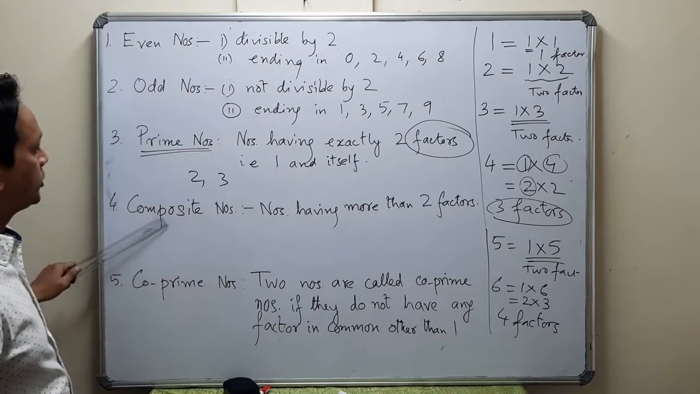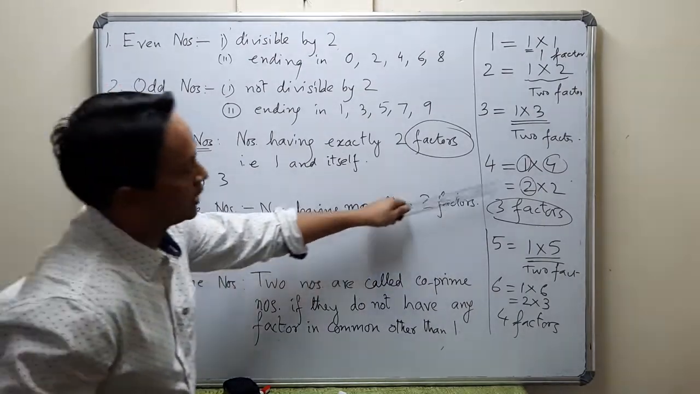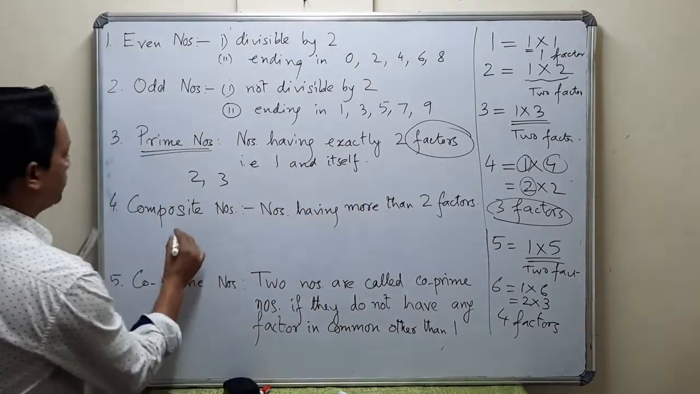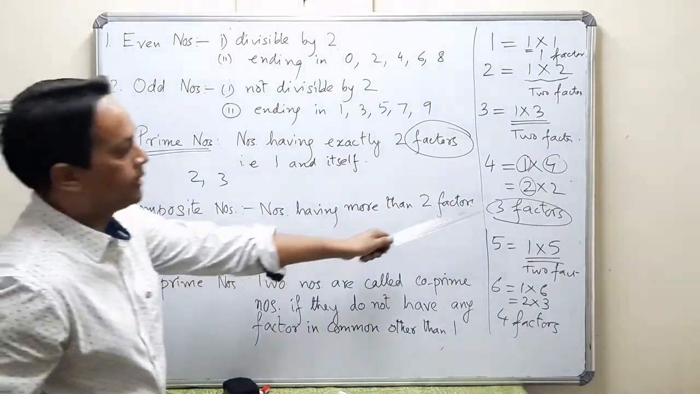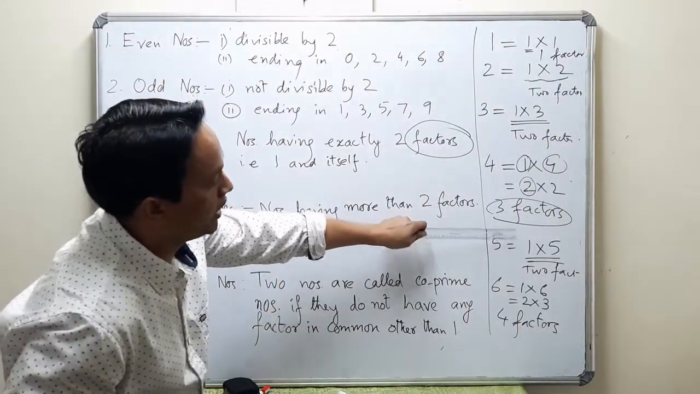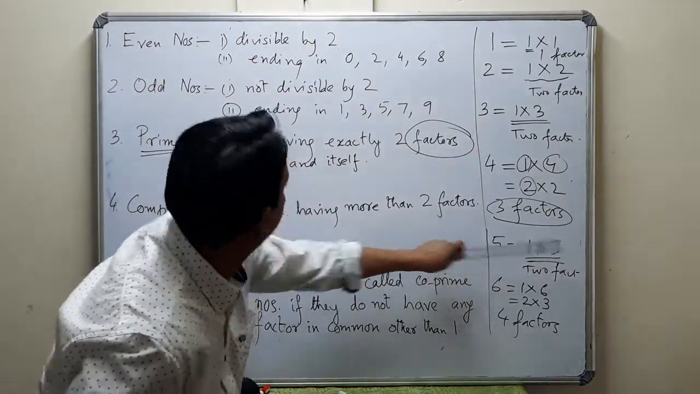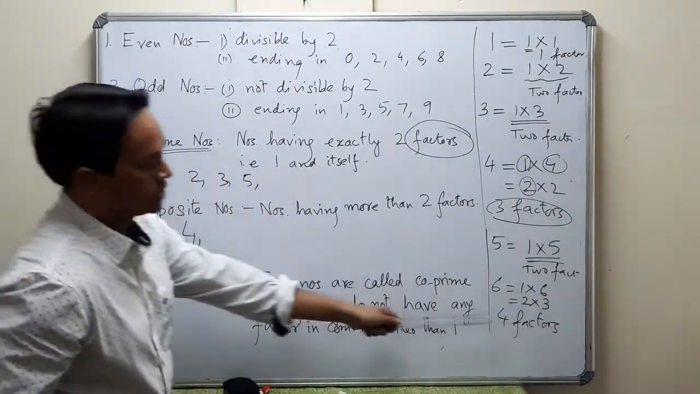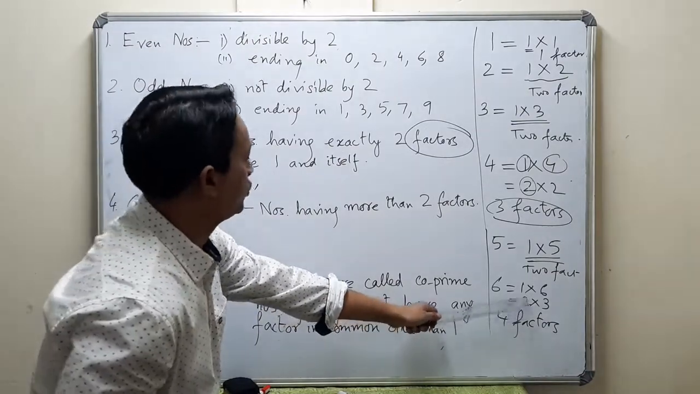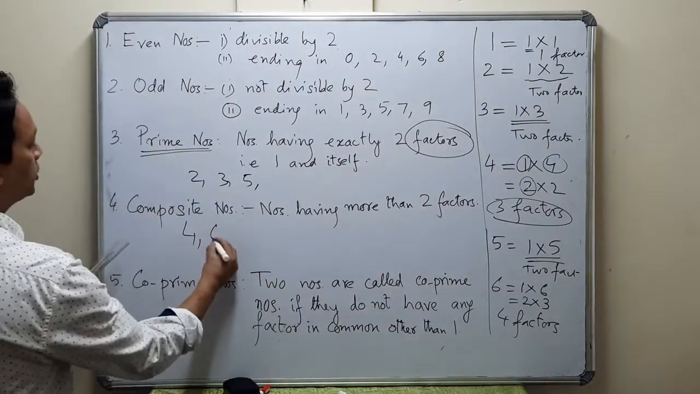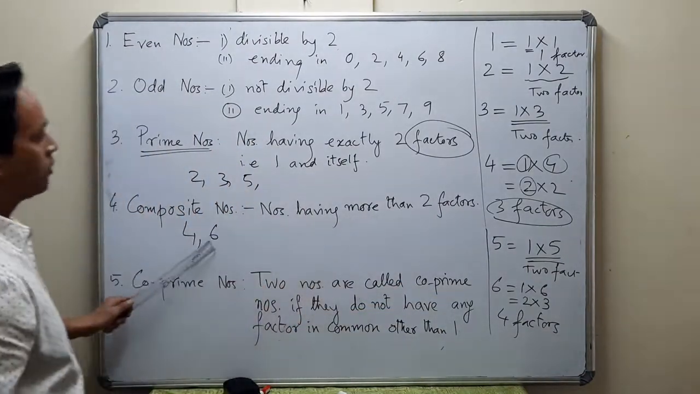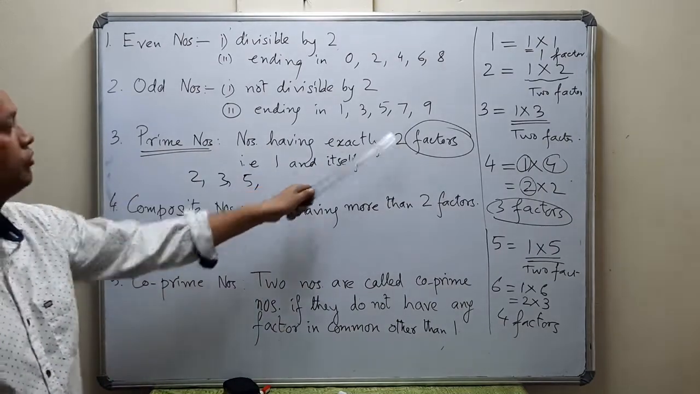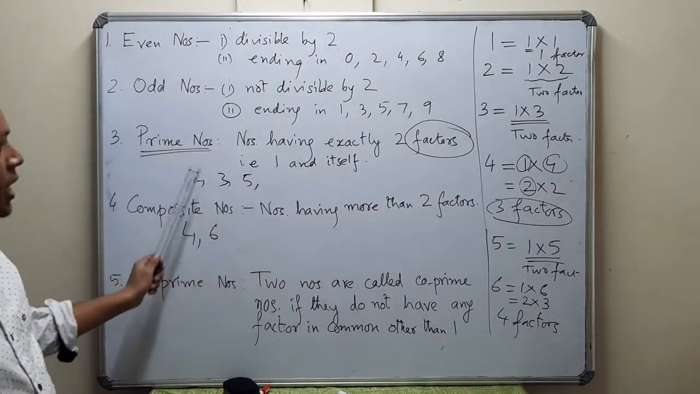Composite numbers are numbers having more than 2 factors. So the first composite number will be 4. Coming to the next number, 5. How many factors? 1 and 5 only. 1 and itself. So it will be a prime number. 6. How many factors? 4 different factors. So it will be composite. The one which has more than 2 factors will be composite. The one which has exactly 2 factors will be prime.